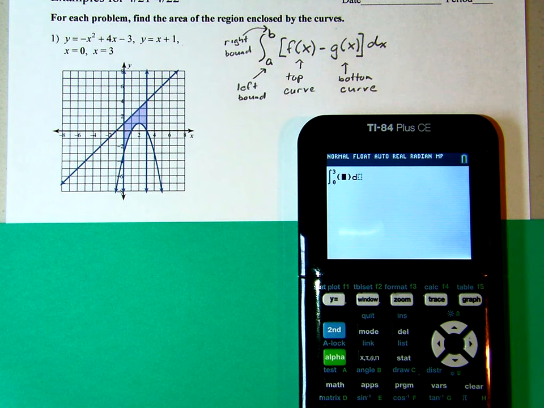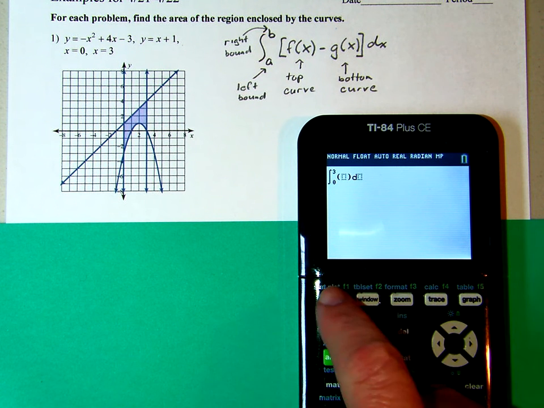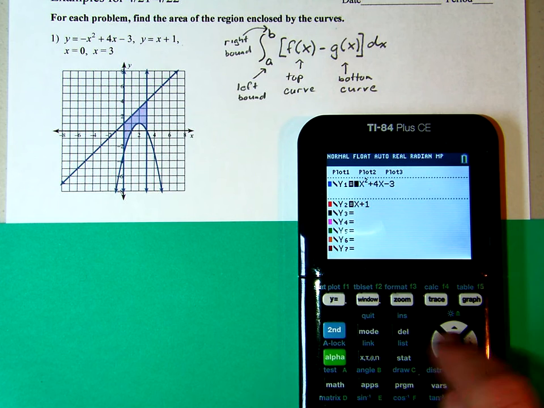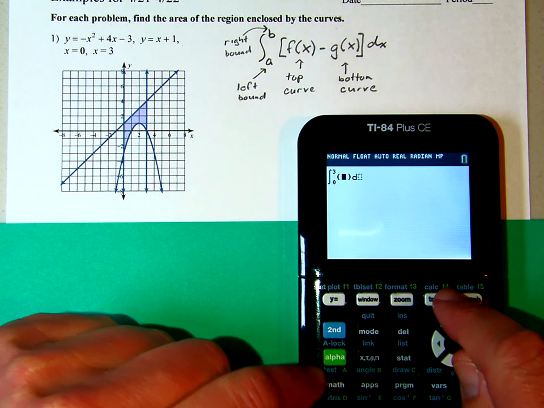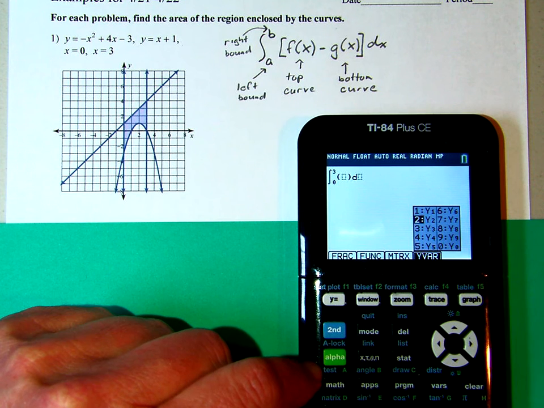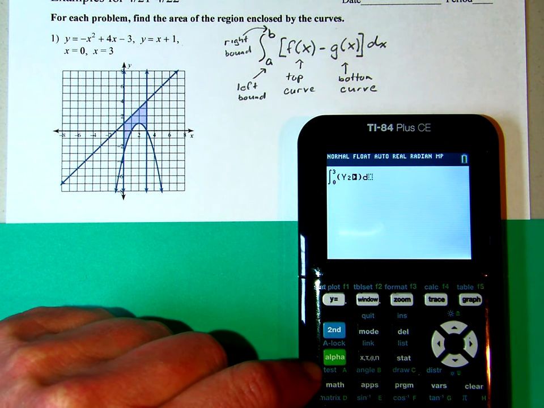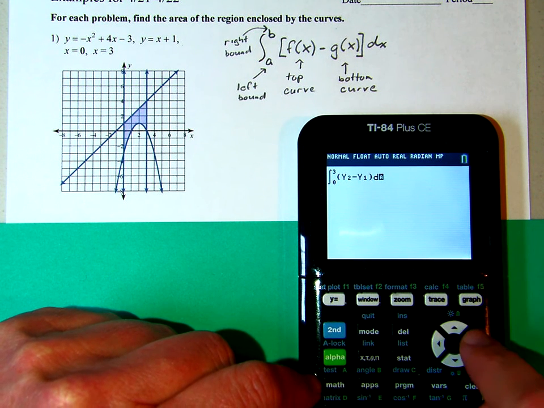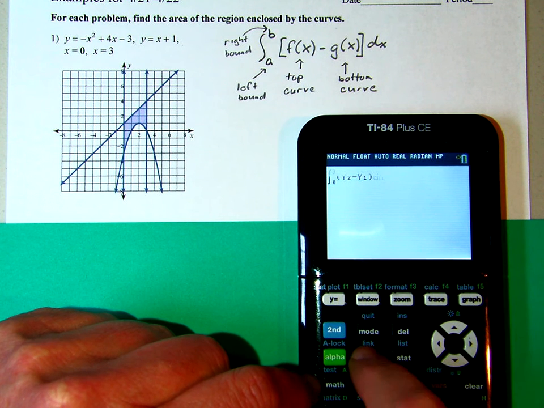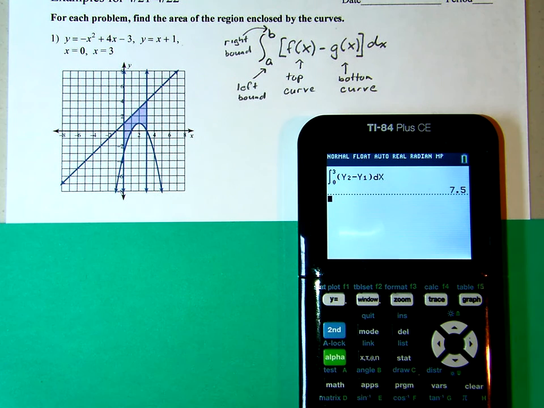So the top curve is the linear, which I'll take a peek just to confirm. The linear was in y2. So the shortcut to get that with the newer operating system is alpha f4 y2 minus alpha f4 y1, and we are integrating these with respect to x, and hit enter. So that shaded area, or the area bounded by those curves, is equal to 7.5.